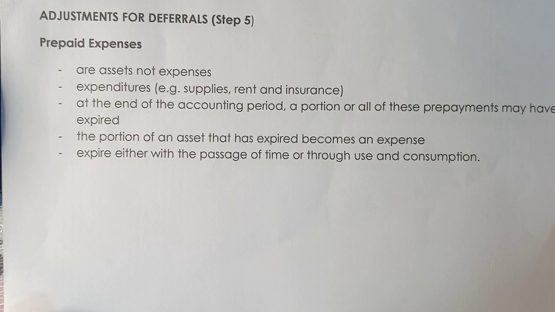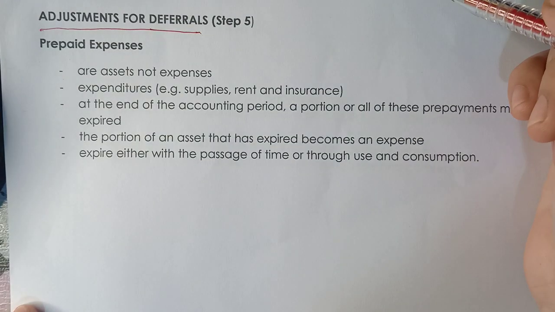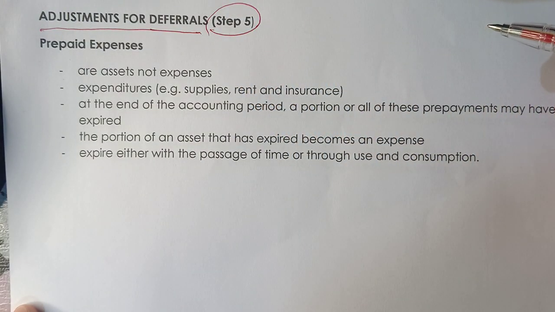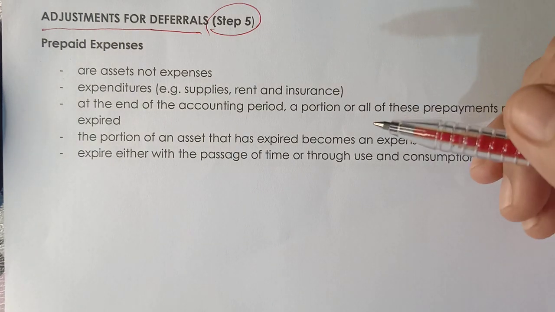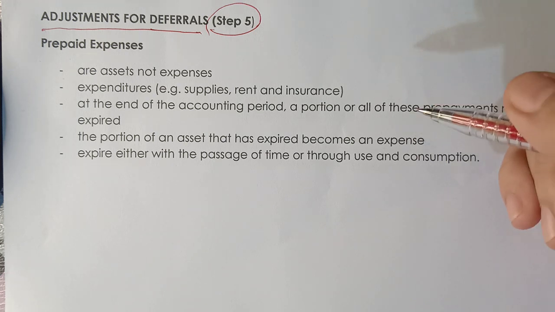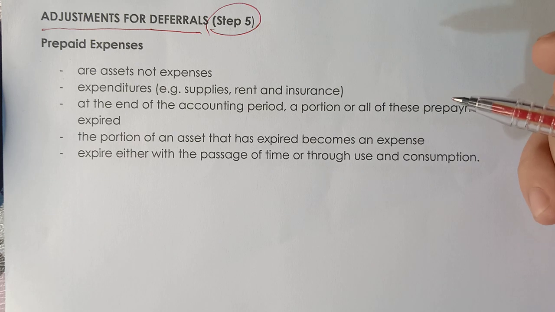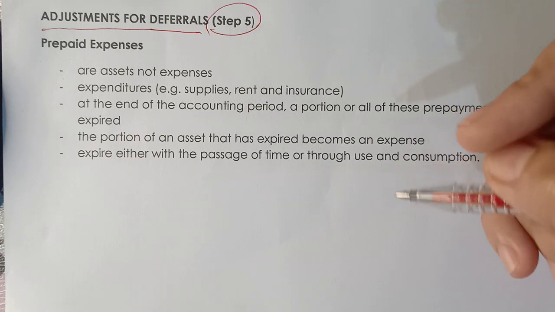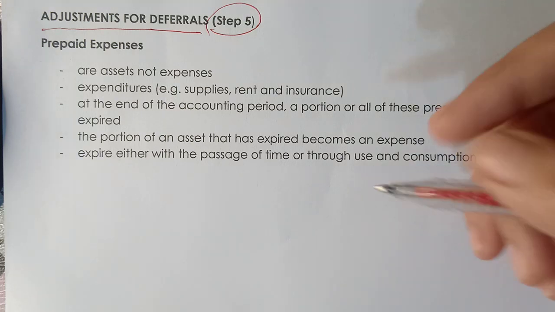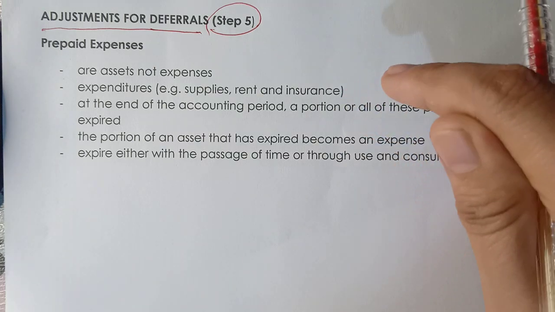In today's discussion, we will talk about the adjustments for deferrals. We are now in step 5 in the accounting cycle. Entities often make expenditures that benefit more than one period. These expenditures are generally debited to an asset account. And at the end of each accounting period, the estimated amount that has expired during the period or that has benefited the period is transferred from what? From the asset account to an expense account.